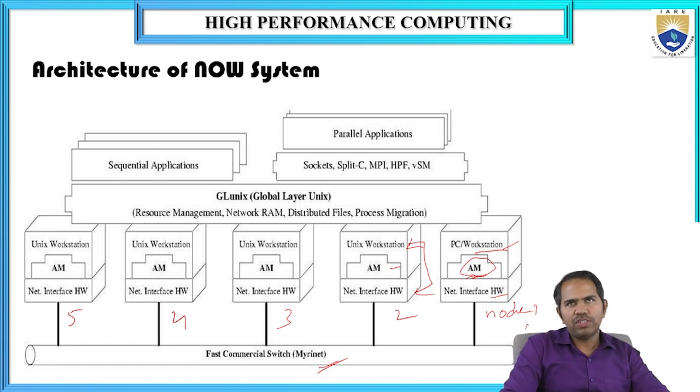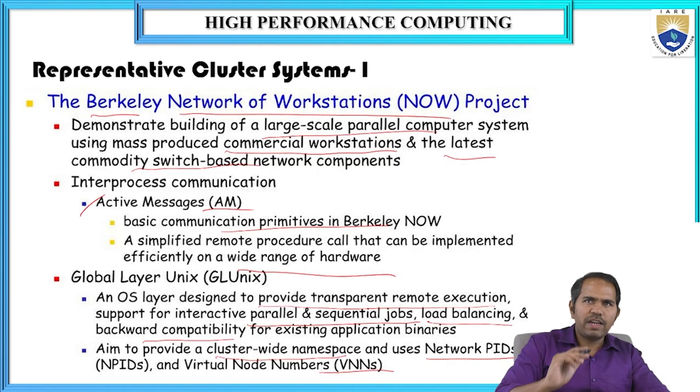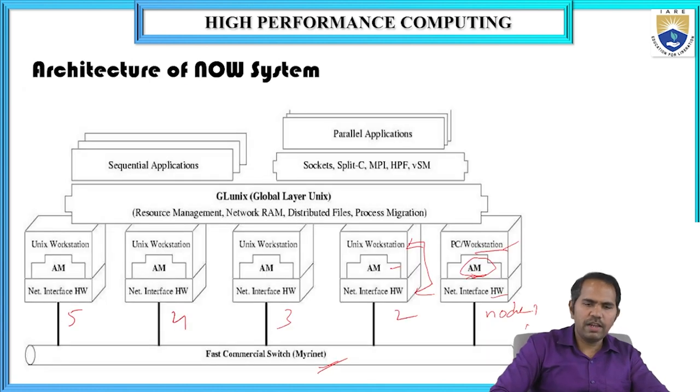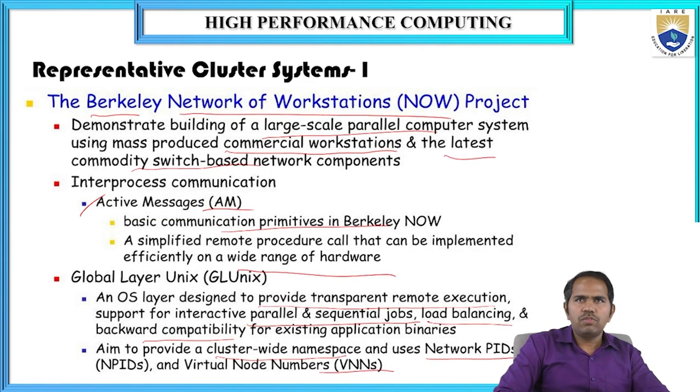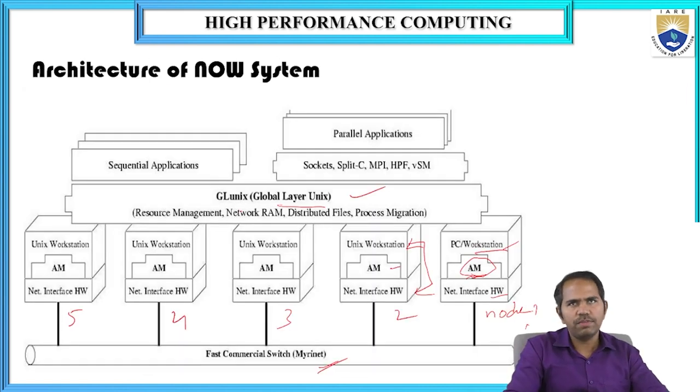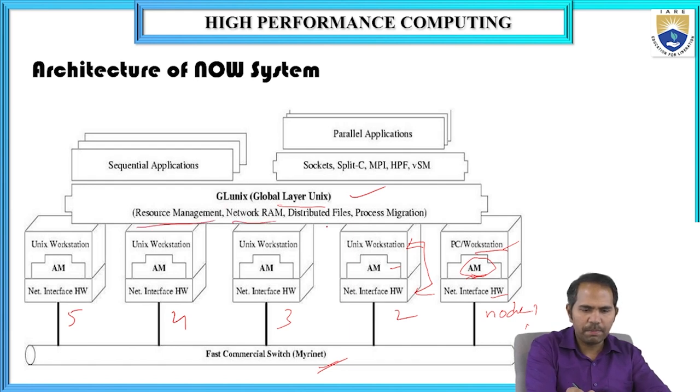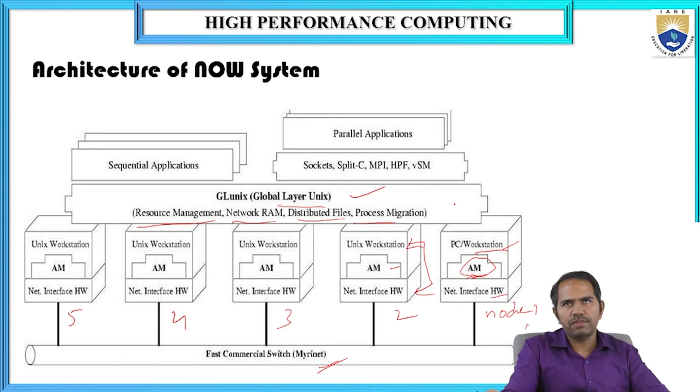Then GLUnix. What is GLUnix? As we discussed previously, it has to provide transparent remote execution, wherever the system is, it can be remotely executed. That has to be done with GLUnix systems, along with resource management, network RAM, distributed file systems and process migration. One process may be executed on different systems, so process migration we will also see. Some systems may be idle, so we have to distribute the files also. Next, network RAM and resource management effectively utilize the different resources and the network.